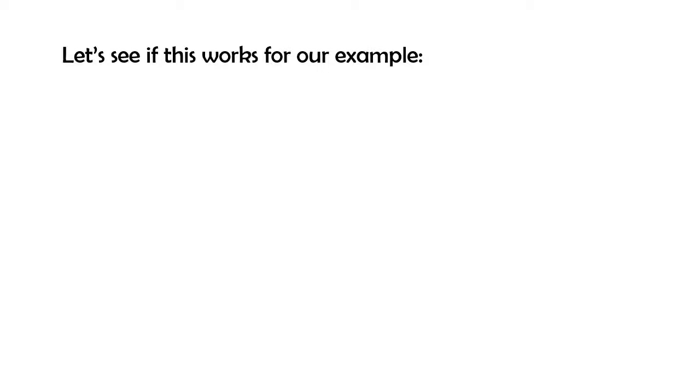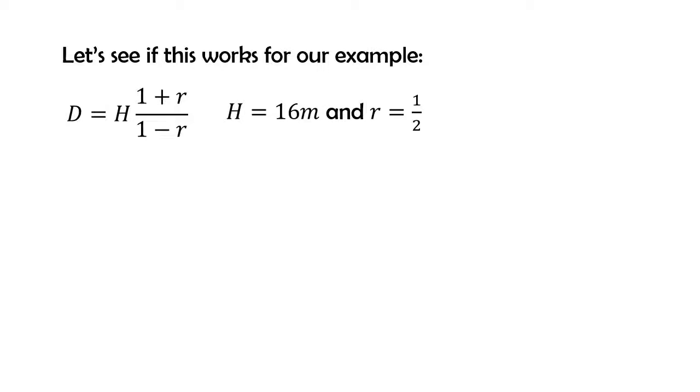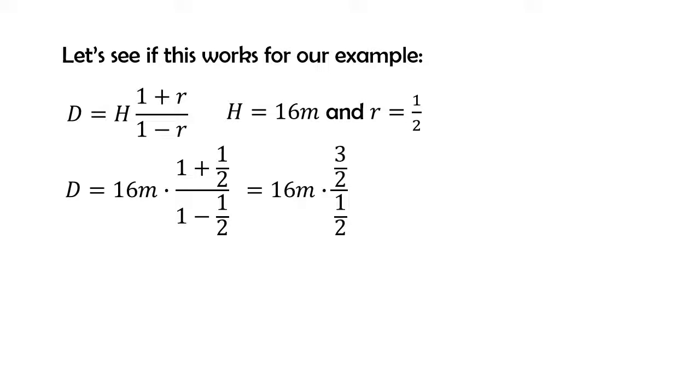So let's take that formula and put it into our example that we were looking at earlier. Okay, so we start with our formula. Here are the values. We start at 16 meters, and the common ratio is 1/2, so it's bouncing up 1/2 each time. So plugging in the numbers into the formula, we have 16 meters times 1 plus 1/2 over 1 minus 1/2. Well, 1 plus 1/2 is the same thing as 2 over 2 plus 1 over 2, which would be 3 over 2. And then 1 minus 1/2 is 2 over 2 minus 1 over 2, which is 1/2.